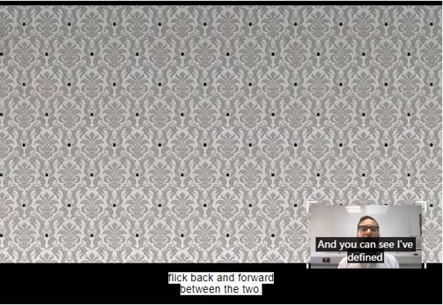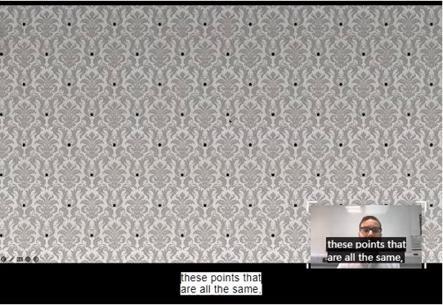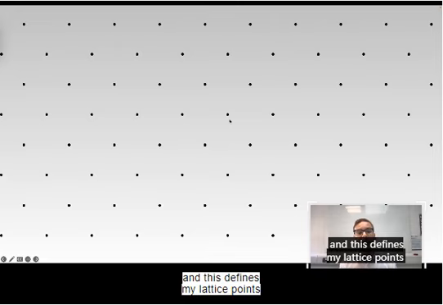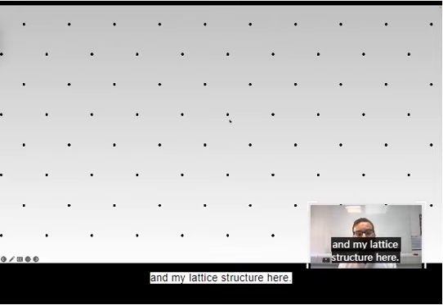So let me just flick back and forward between the two, and you can see I've defined these points that are all the same, and this defines my lattice points and my lattice structure here.